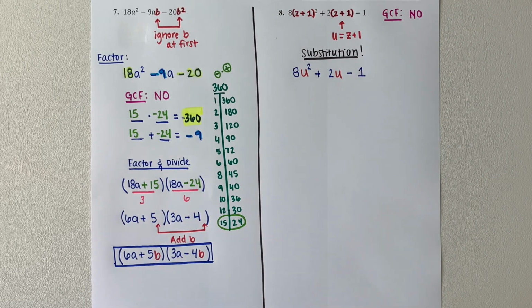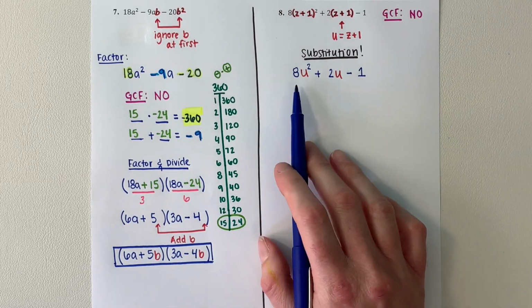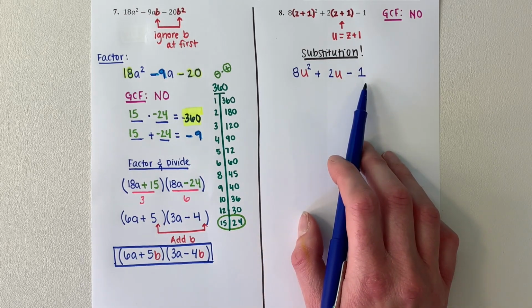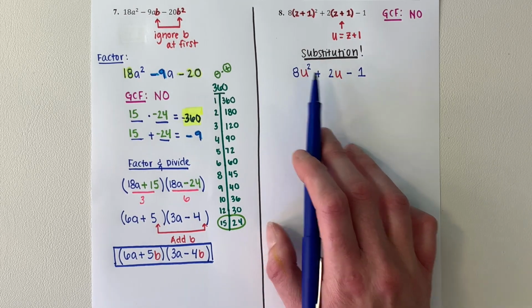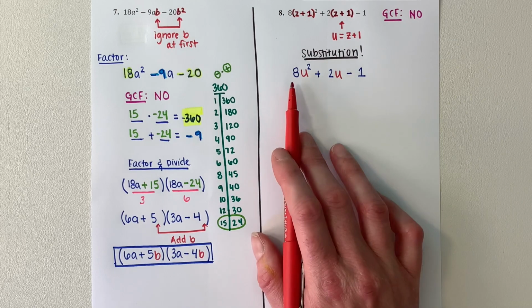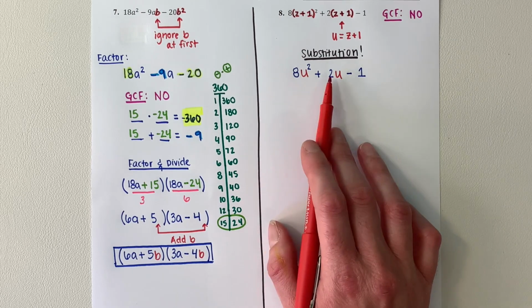The reason we use substitution is because it makes our problem look much simpler. This is the type of trinomial that we're comfortable solving. We have a variable squared, and then we have that variable in the middle. Now we can proceed to factor. We already checked for a GCF. There's no number other than 1 that multiplies into 8, 2, and 1.